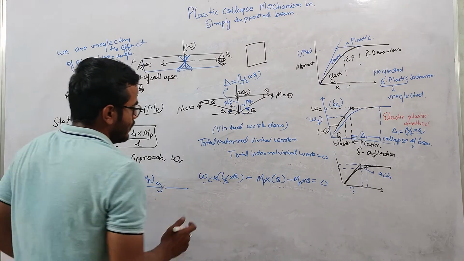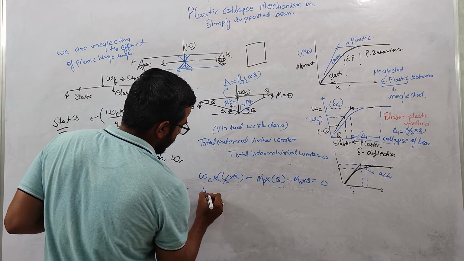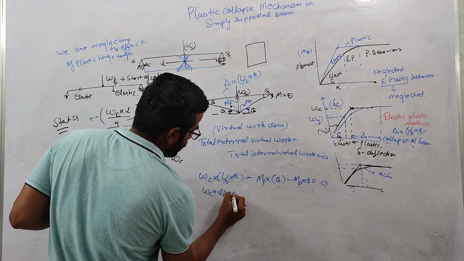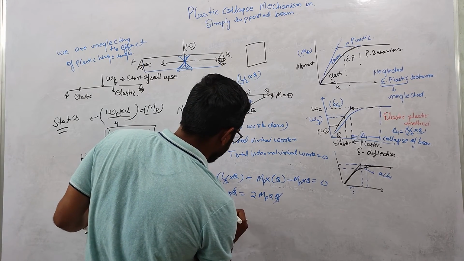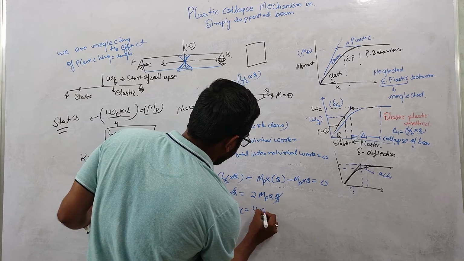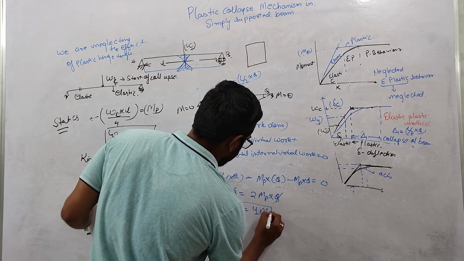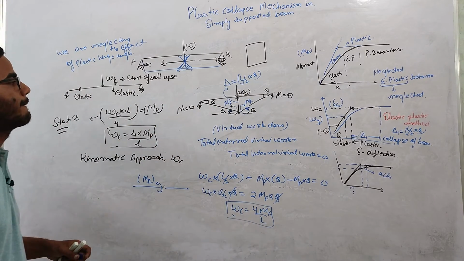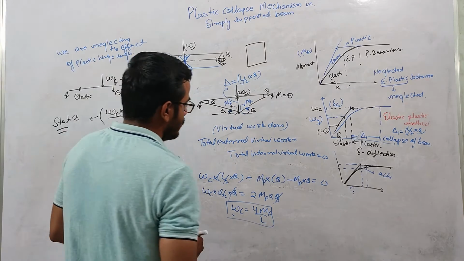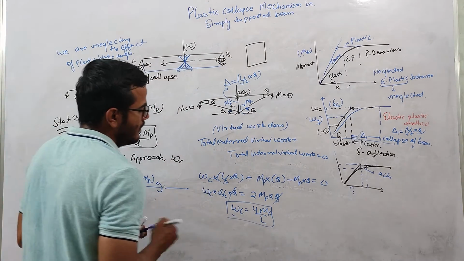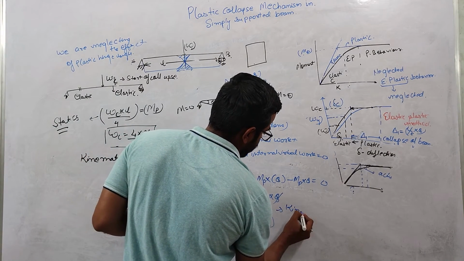So now this will be WC into L by 2 into theta equals 2 MP into theta. Theta will cancel out. So WC is equal to 4 MP by L. So this is through the kinematical approach.